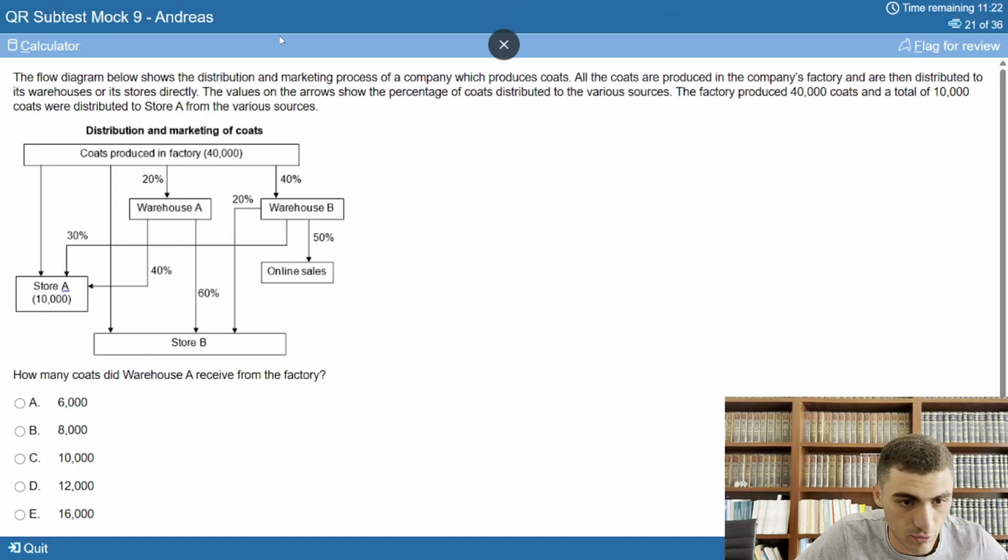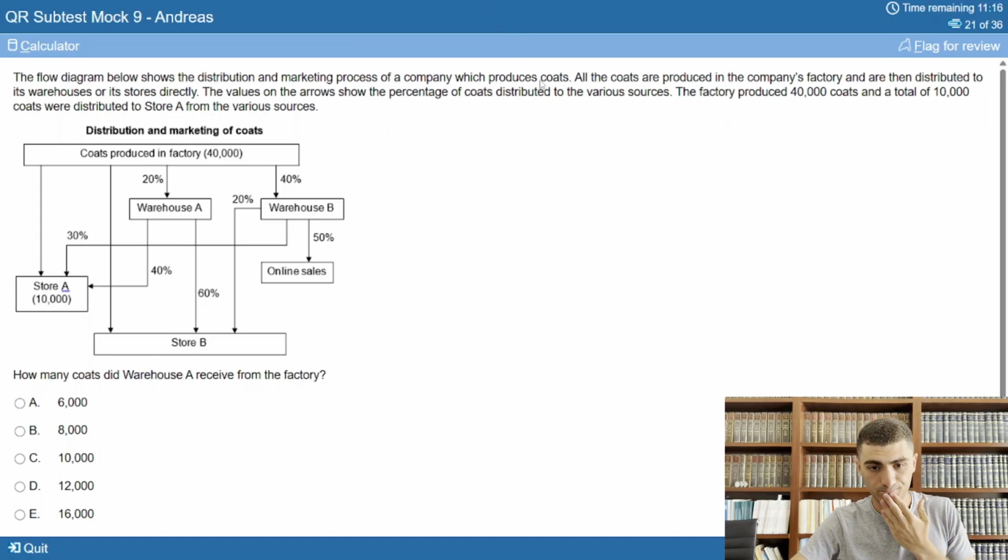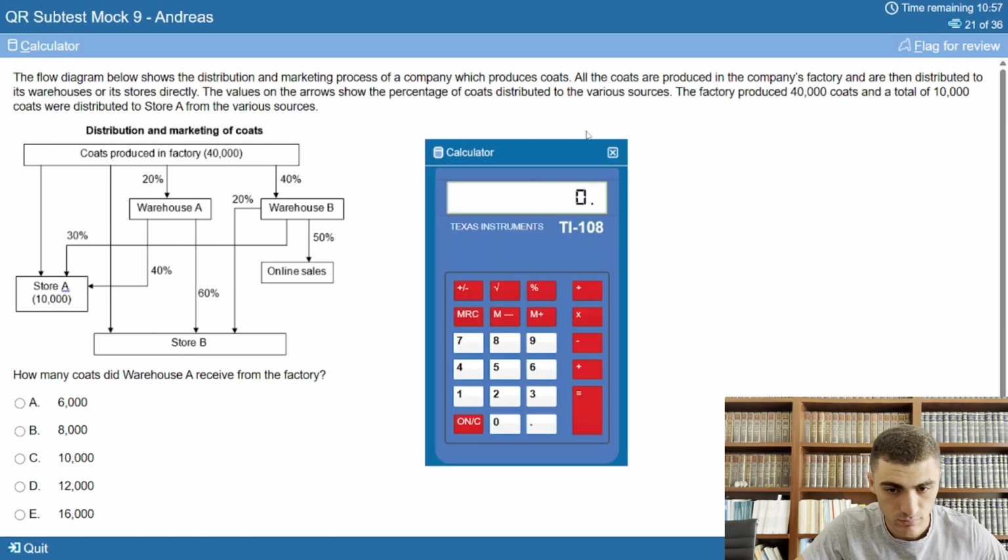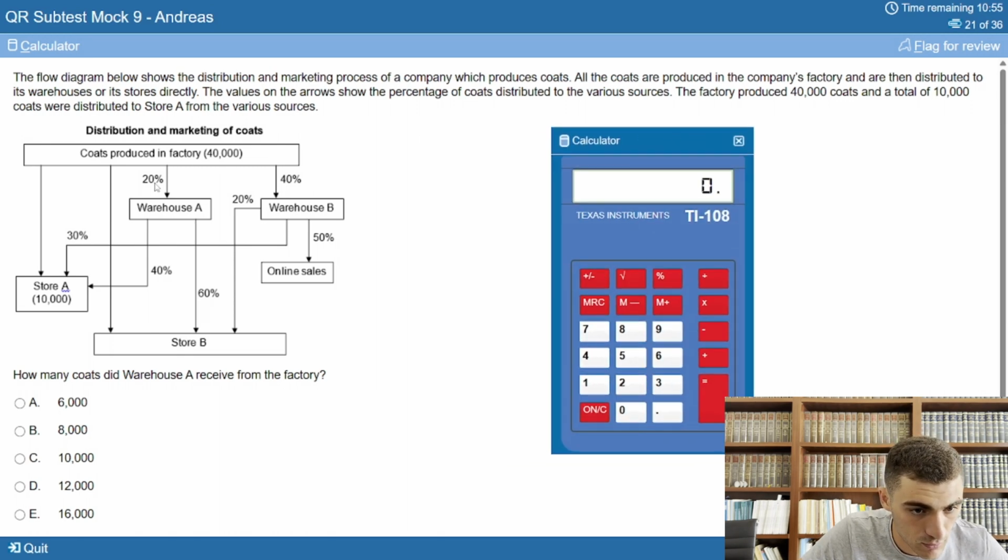Okay, we need to rush. See from time, so the flow diagram below is shown. How many codes did warehouse A receive from the factory? Okay, so warehouse A received from the factory 1/5 of 40,000 is 8,000.